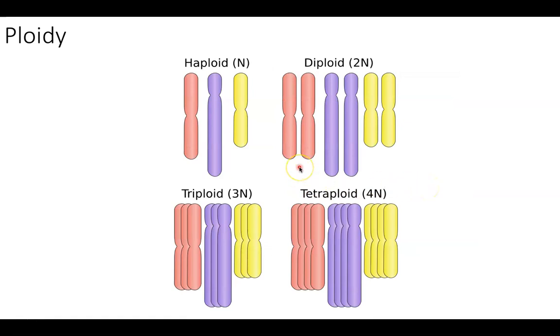So again, this is just reinforcing that idea. Haploid cells are going to just have one. You see one pink, one purple, one yellow, versus diploid have 2. There's also other versions called triploid and tetraploid, but this is not very common in the animal kingdom as much as it is in other organisms.